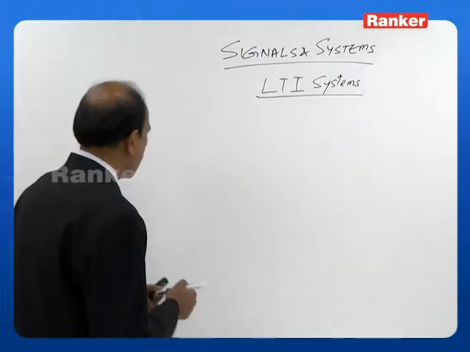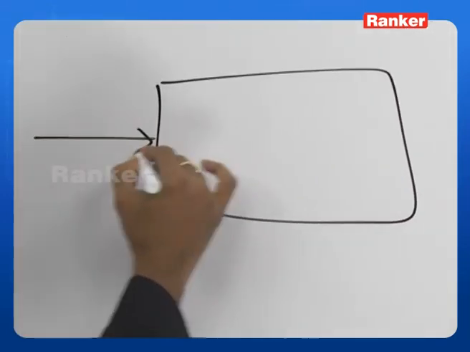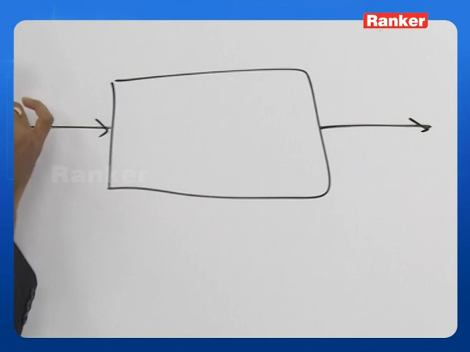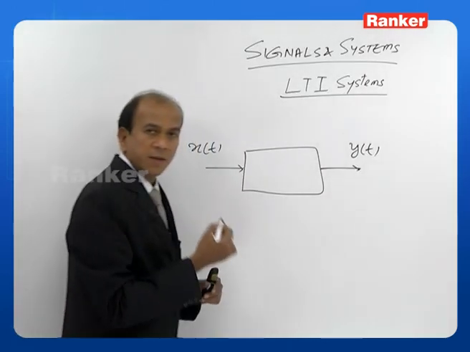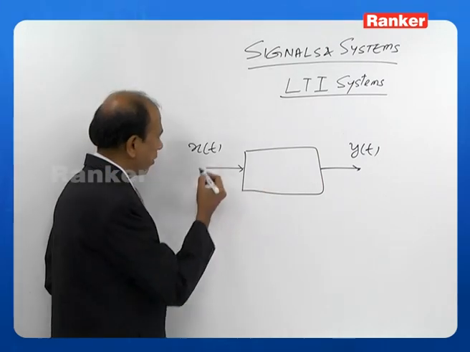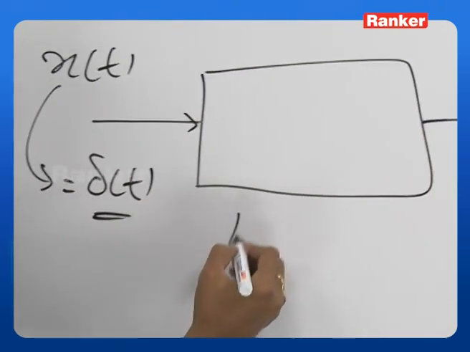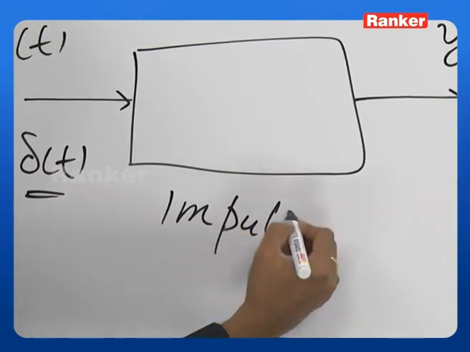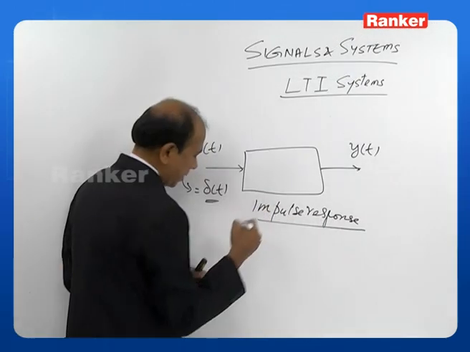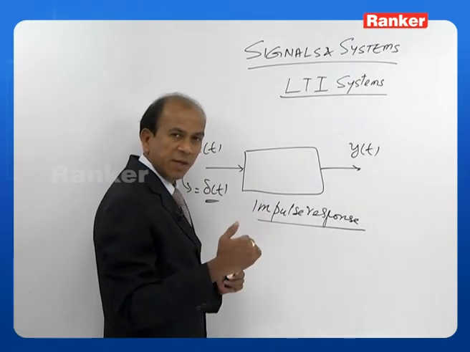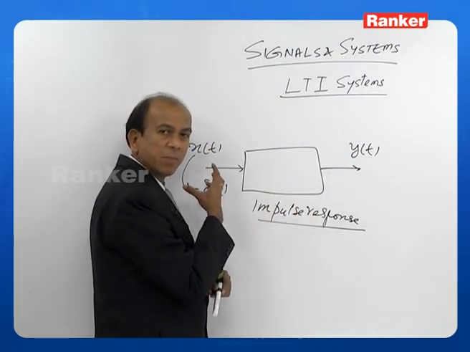That means, let us take a block here. This is x of t and this is y of t. This is the input, that is the output. Then let us say this is equal to delta of t. Then we call this the impulse response. That means, how will the output behave when the input is an impulse.